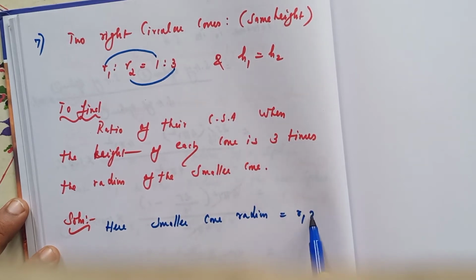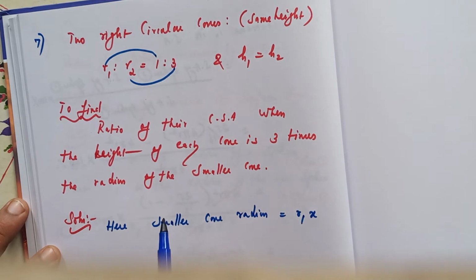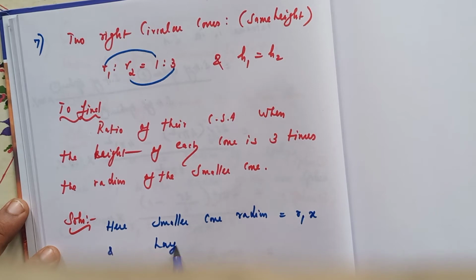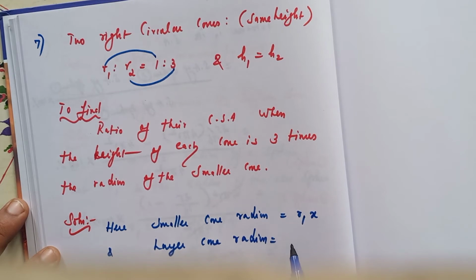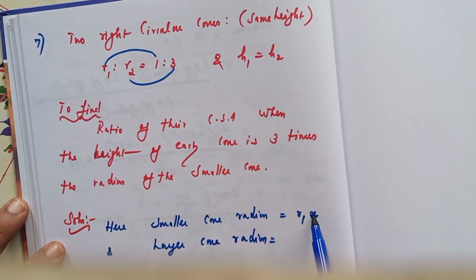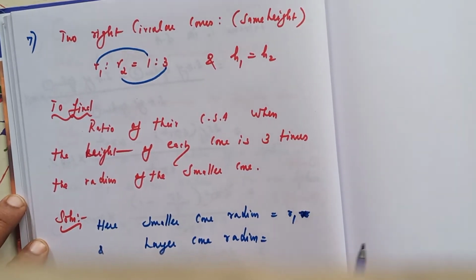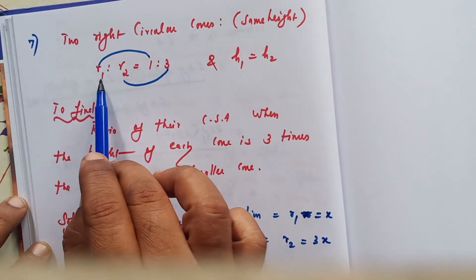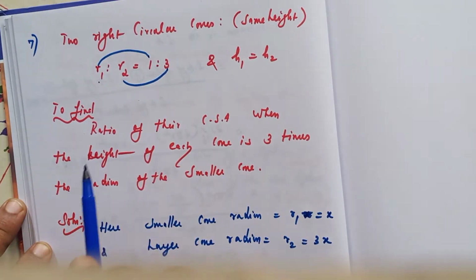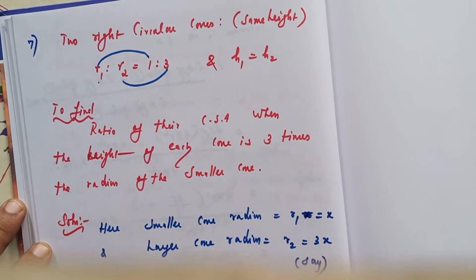Here, the smaller cone radius R1 equals 1x, and the larger cone radius R2 equals 3x. Again I tell you, R1 equals 1x and R2 equals 3x, you have to consider. That means we are assuming that.